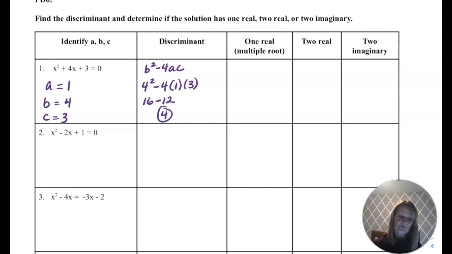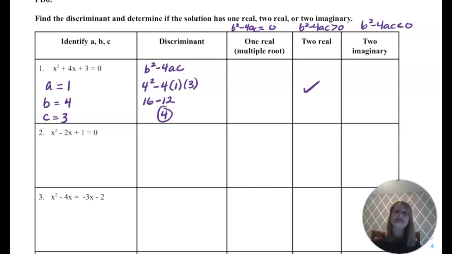And if you'll remember the rules, and if you want to, you can put them up above. So b squared minus 4ac is less than 0. Oops, sorry, my bad. Equal to 0, it has 1 root. If b squared minus 4ac is greater than 0, it has 2. And if b squared minus 4ac is less than 0, then it has 2 imaginary. And so this one is going to have 2 real. That's all you've got to do. Pretty easy.